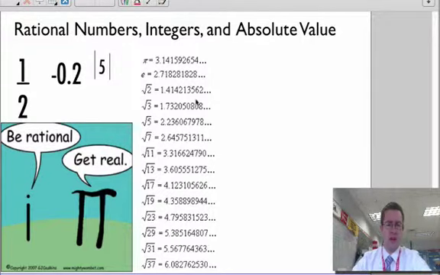Ladies and gentlemen, today we're going to be talking about types of real numbers. We're going to be talking about rational numbers, irrational numbers, integers, and absolute value, as well as positive and negative. So we're going to be looking at all these types of numbers and kind of saying, well, what's what? What does that mean to be rational? What does that mean to be an irrational number?